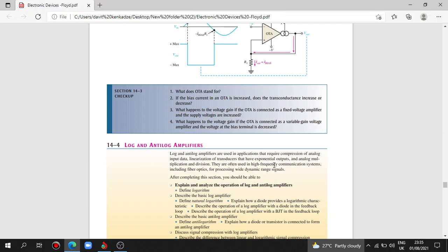Logarithmic amplifiers are used for analog multiplication and division. They are often used in high-frequency communication systems, including fiber optics, for processing wide dynamic range signals. They are used in signal processing too.